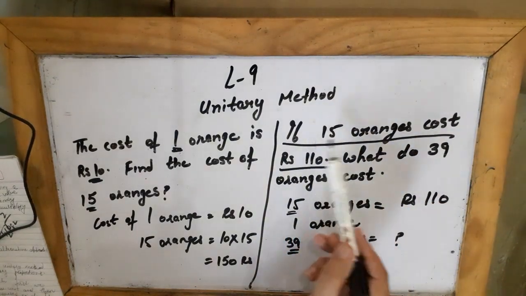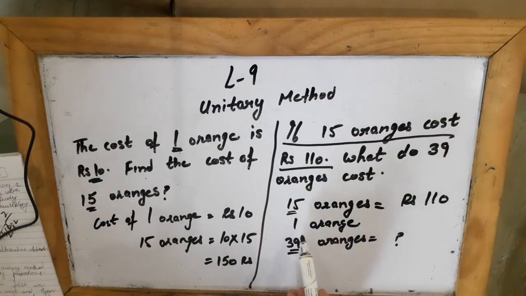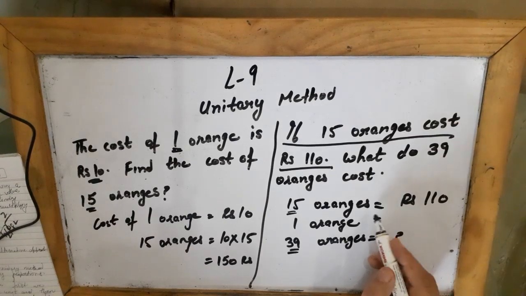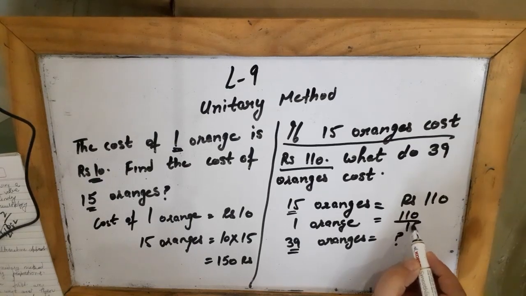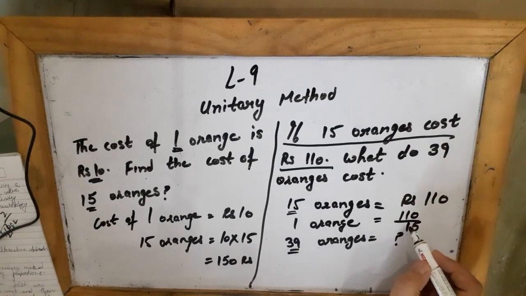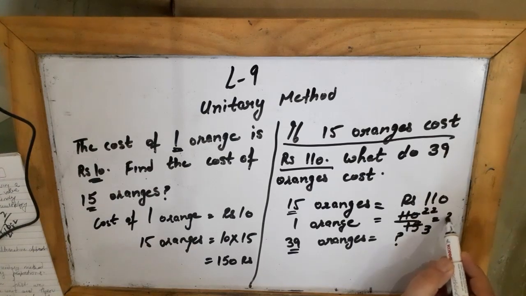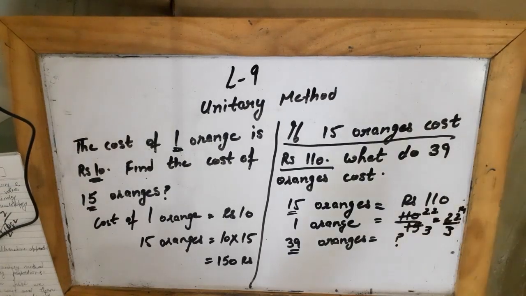They say the cost of 15 oranges is 110 rupees. So first of all I will find the cost of one orange. How can I find the cost of one orange? By dividing 110 by 15. When you divide, you will get 5 3s are 15, 5 2s are 10, 5 2s are 10, means 22 by 3 rupees. So this is the cost of one orange.